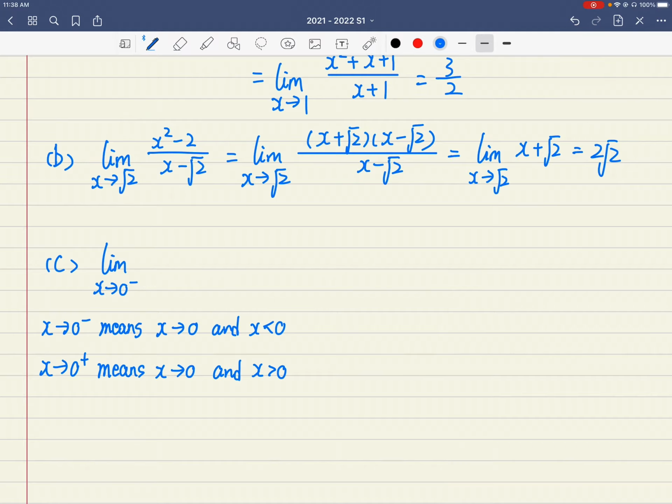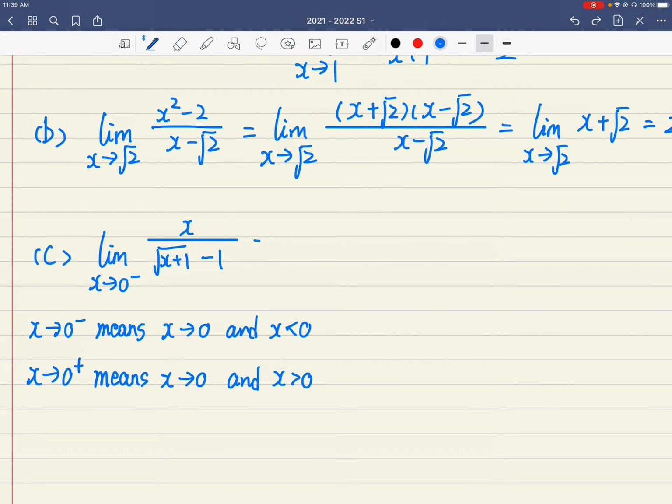Now it's x over square root of x plus 1 minus 1. Again, do substitution. If x is 0, the bottom is just 1 minus 1, it's 0, right? The top is 0. So again, you should expect a common factor. But here, it's hard to factorize the top or the bottom and quickly find a common factor. So instead, we use another way to find a common factor.